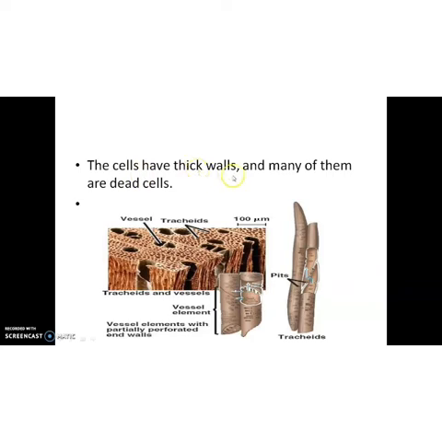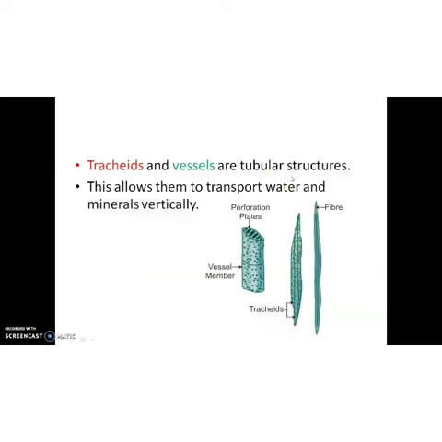They have thick walls and many of them are dead cells. Okay? First 2 components, xylem tracheids and vessels are tubular structures and this allows them to transport water and minerals vertically. This is xylem tracheid and this is xylem vessel. Being tubular in structure, water can easily transport vertically.